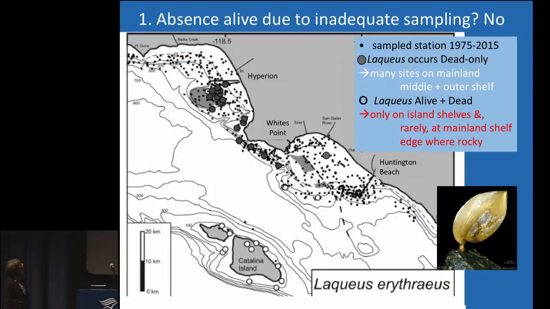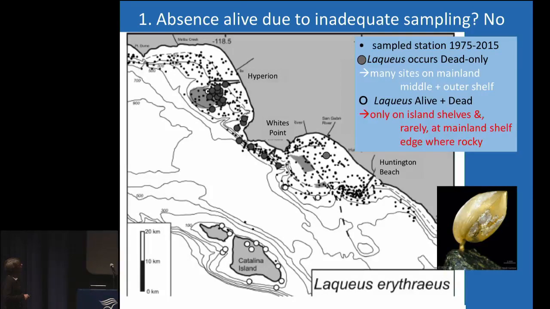Now, we think that this absence, this dead-only occurrence, isn't simply because biologists haven't made enough effort to find them living. Every single dot in this map of Southern California is a sampling site from an agency or a bight-wide synoptic survey.